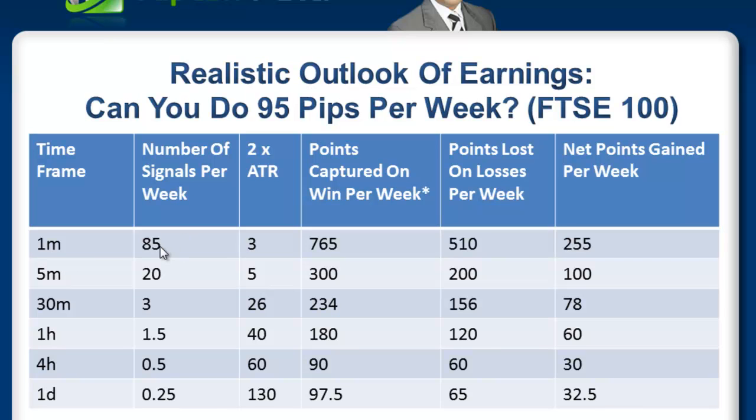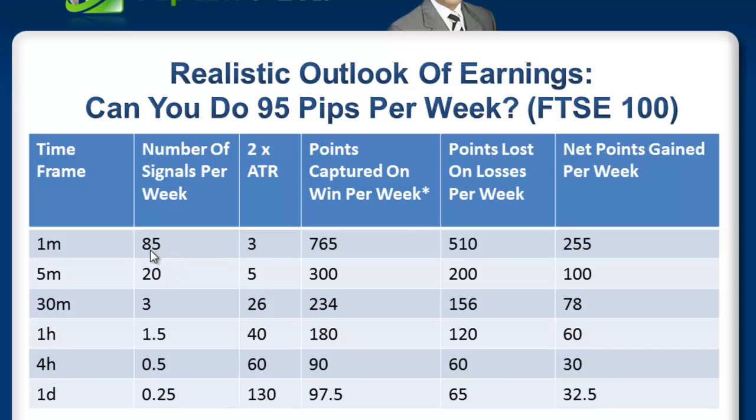Number of signals per week, remember, is 85. 2 times your range is 3 pips. Points captured on a win per week, because we assume we're only correct 50% of the time, and we assume that we capture 3 times our range when we're correct and lose 2 times our range when we're wrong. Okay, so I did the maths for you, and what that means is the points captured on wins per week is 765 points.